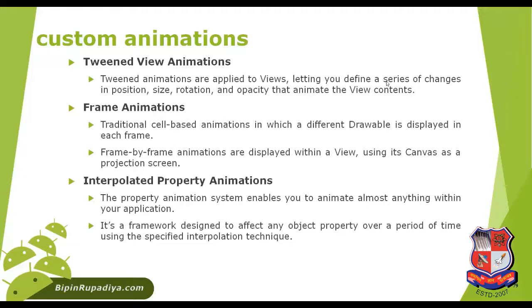Then the third one is the interpolated property animation, or simply property animation. It is the advanced animation system introduced in Android, where you can animate almost anything by using this framework. You can utilize all the properties of tween animation, and apply that animation effect on any particular property of an object.